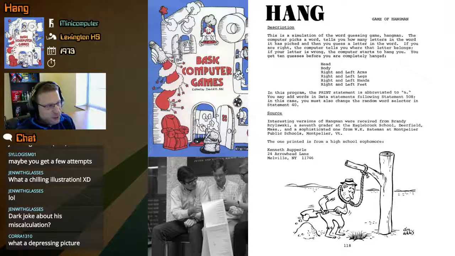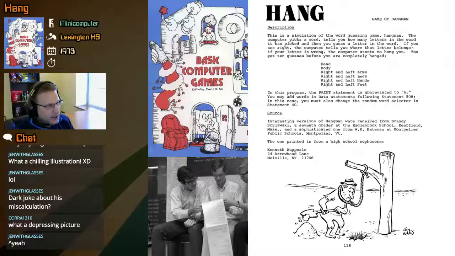In this program, the print statement is abbreviated to AND, or ampersand. You may add words in data statements, the following statement 508. In this case, you must also change the random word selector in statement 40.